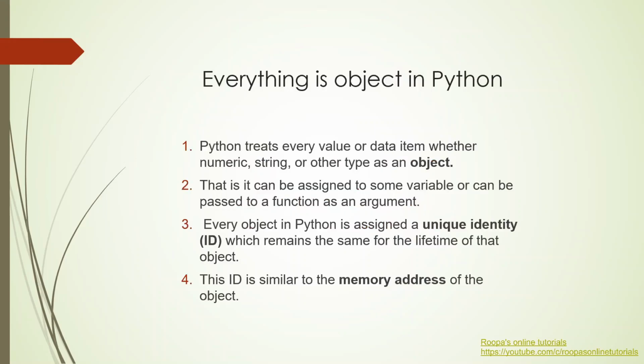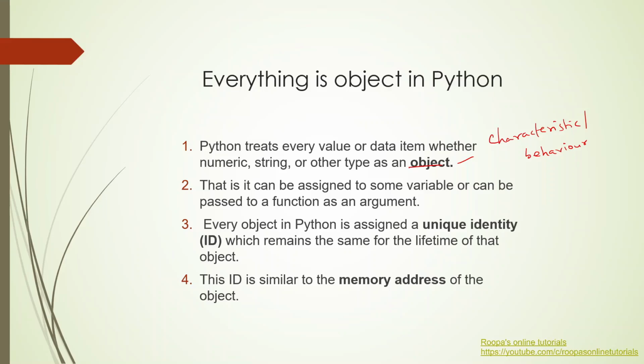In Python, everything is treated as an object. Python is considered an object-oriented programming language. What is an object? An object is an entity which has a specific characteristic and behavior. Characteristics are the properties of that particular object, and behavior is the way that object behaves, what you can do with that object actually.